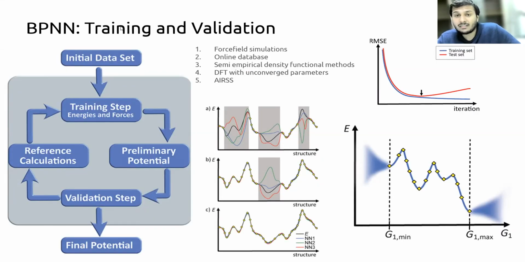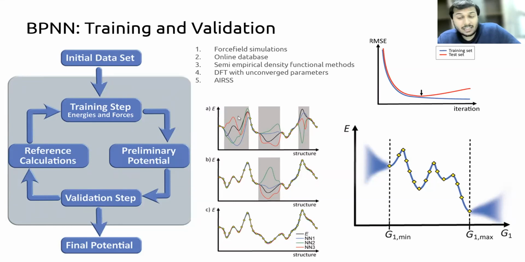So just to repeat myself, the basic strategy is to take an initial data set and train a preliminary model. Then with your preliminary potential, you perform some simulations. For those simulations, you predict using multiple models. You monitor whether they disagree with each other or agree. If the configuration is one on which the models give very similar results, that means that point is already in your training set.